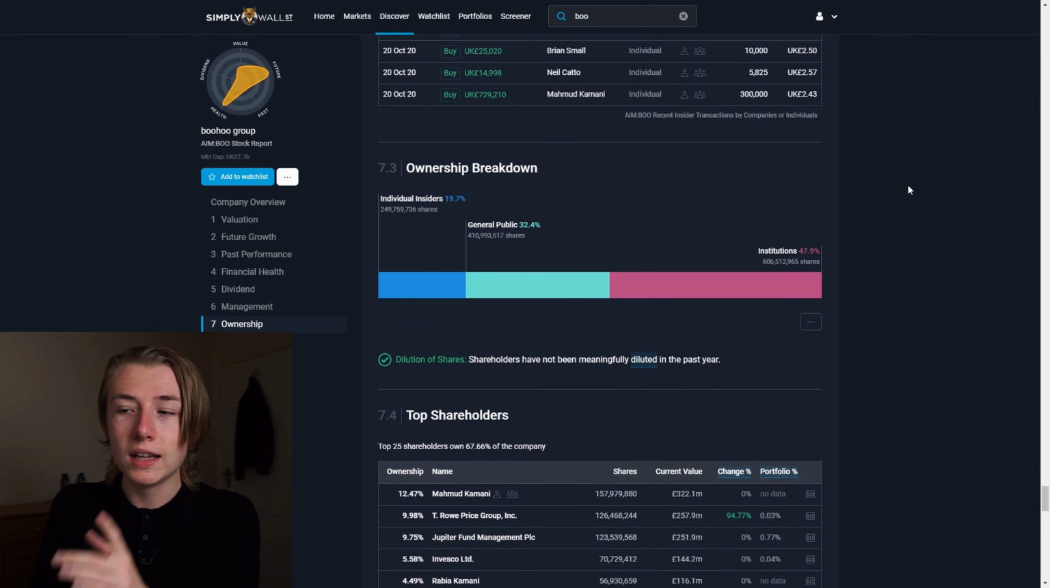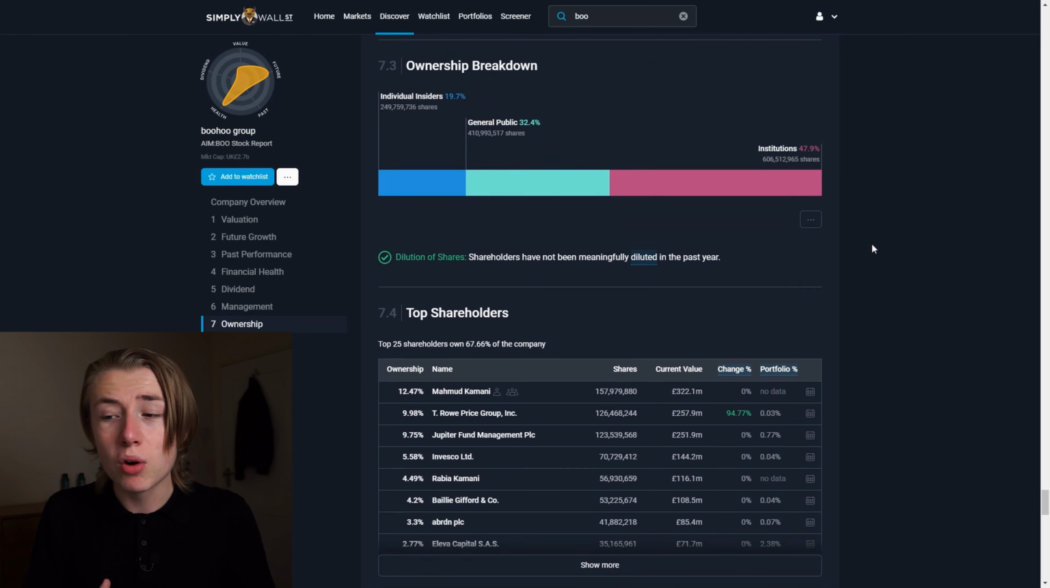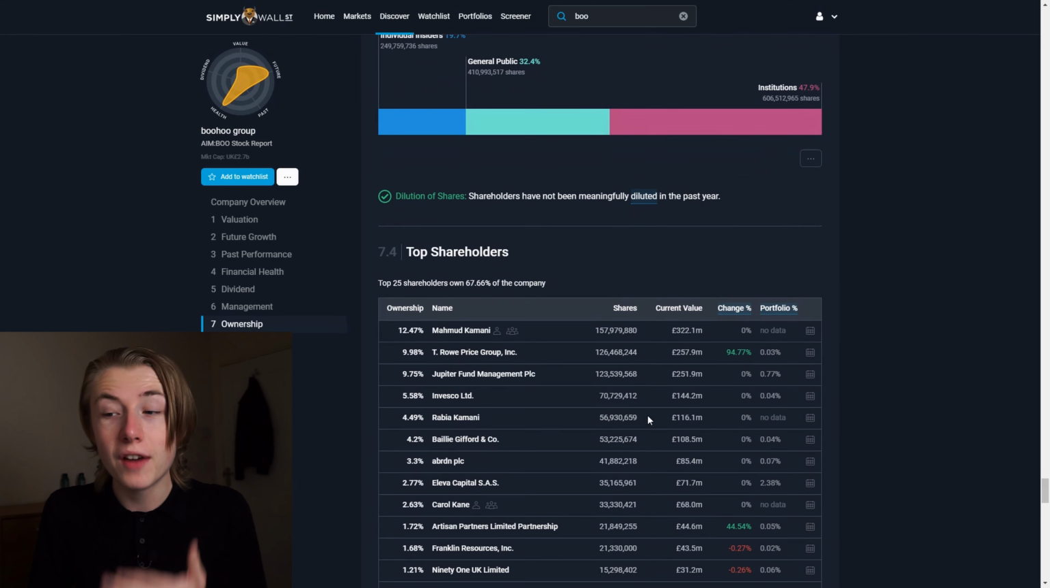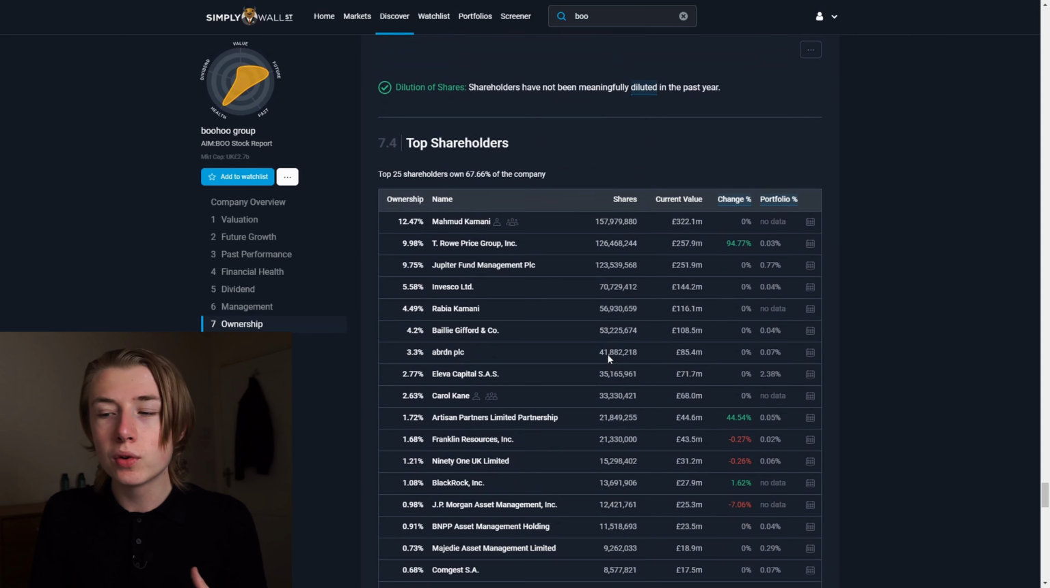Regardless, what I do want to see is the ownership. And what we can see is that the individual insiders hold 19.7% of the overall share pool. This suggests significant skin in the game. We've got Kamani holding a very large chunk. We have actually a lot of their family holding that. We do have some institutions like Jupiter Fund Management holding close to 10% as well, which may be their limit. And we've also got Carol Kane, the other co-founder, who holds 2.63%.